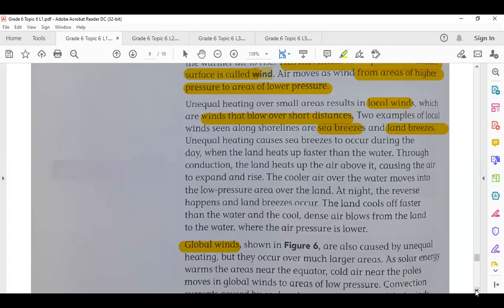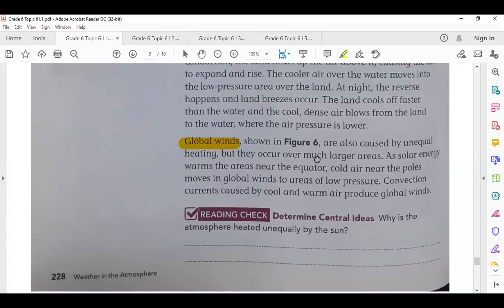Now the global winds, they blow, by their name, over much larger areas. By the way, global winds blow from the poles, North Pole, to the equator. Okay, from North Pole to the equator. This is the global wind. Of course, there are many factors. By the way, the movement of global winds is affected by the Coriolis effect, or the rotation of Earth on its axis.